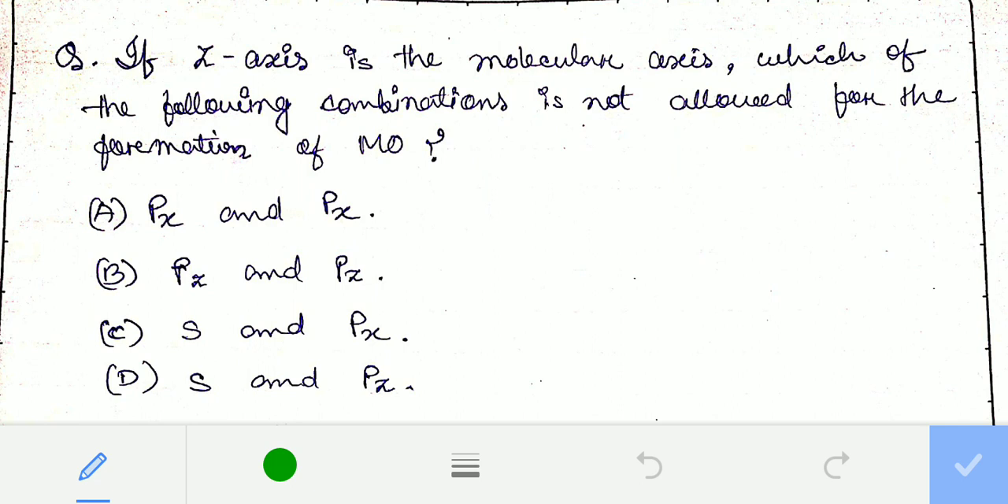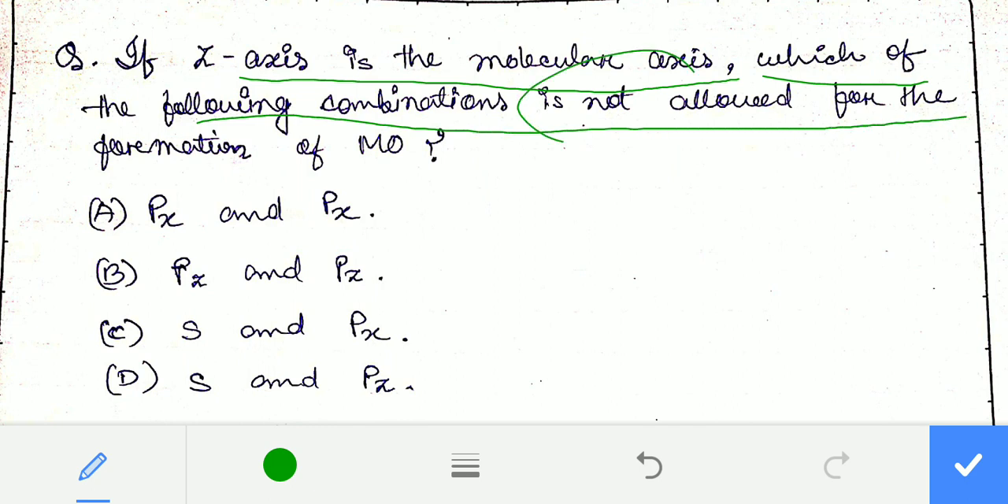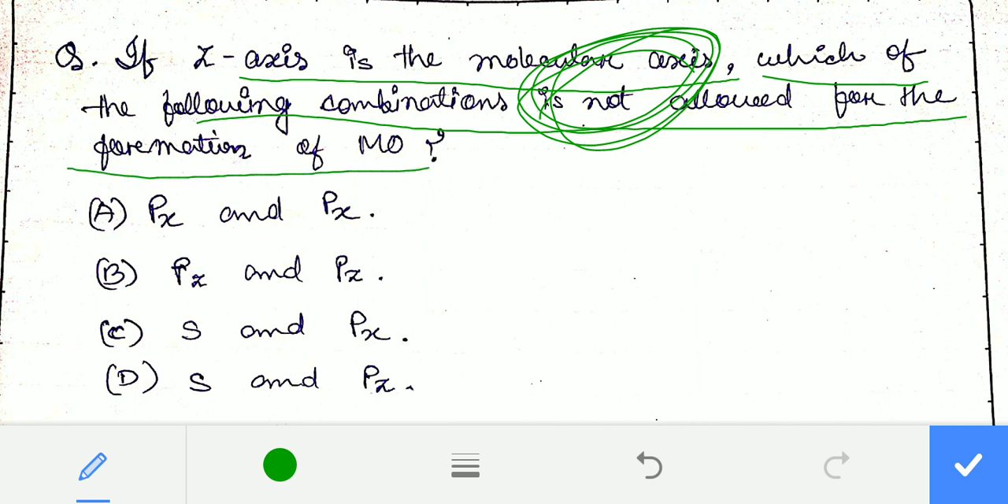If the z-axis is the molecular axis, which of the following combinations is not allowed? Guys, please notice it is not allowed for the formation of molecular orbital. Now see, similar orbitals are always for the combinations. Px will always be allowed, and Pz will also be allowed.